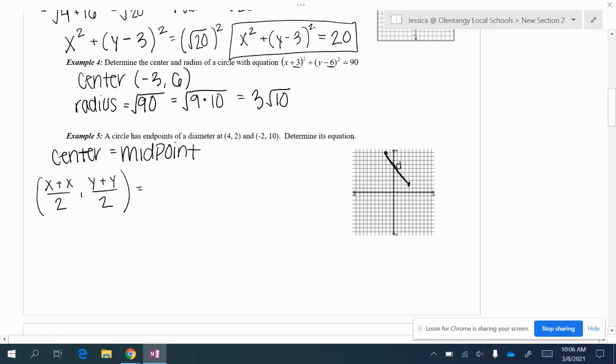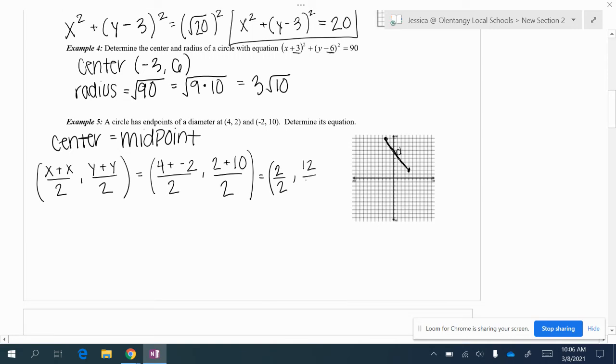So here, our x's are 4 plus negative 2 divided by 2, and our y's are 2 plus 10 divided by 2. 4 plus negative 2 ends up being 2. 2 plus 10 is 12. 2 divided by 2 is 1. 12 divided by 2 is 6. So our center here is (1, 6).